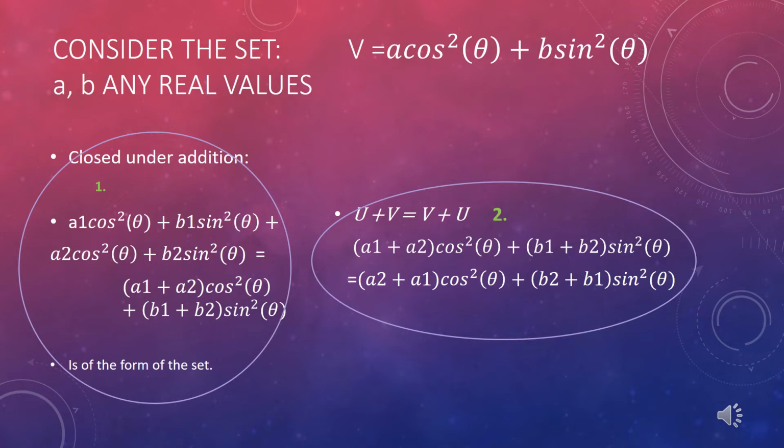Does the order that I add matter? No. If you plug numbers in and you look at adding, if you mix up the scalars in different orders, or you add sine squared and cosine squared in different orders, you're still going to get an equivalent expression. So it is closed under addition, and it also satisfies the commutative property where the order that you add doesn't matter.